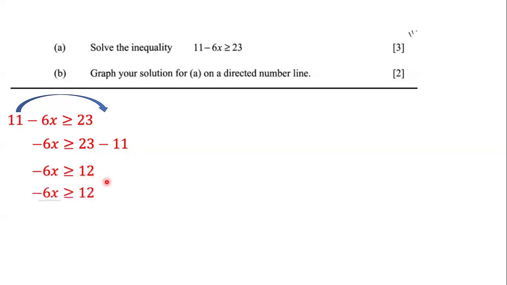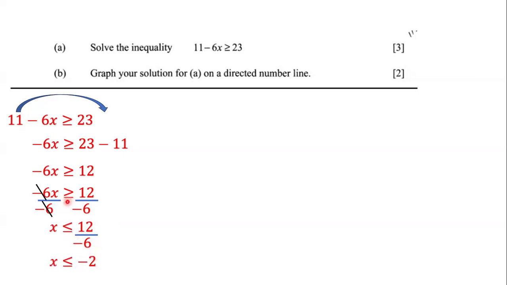Next, we divide both sides of the inequality by negative 6, and we cancel this negative 6 with this negative 6. And so we are left with x is less than or equal to 12 divided by negative 6. Now, what is 12 divided by negative 6? Well, 12 divided by negative 6 is negative 2.